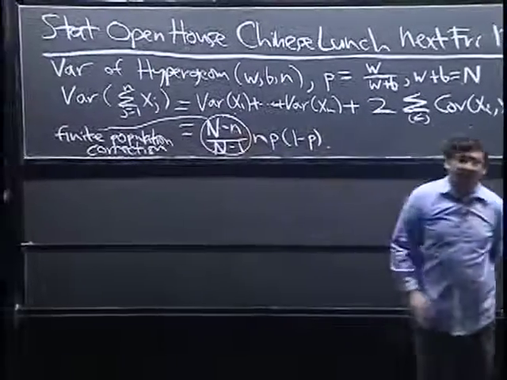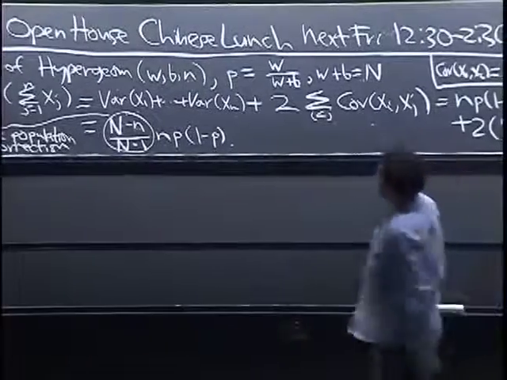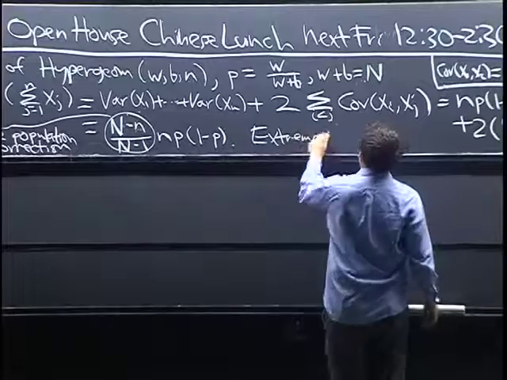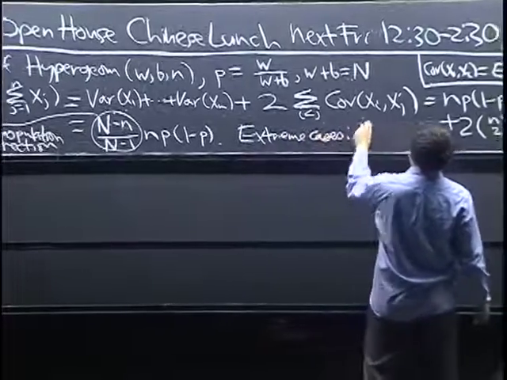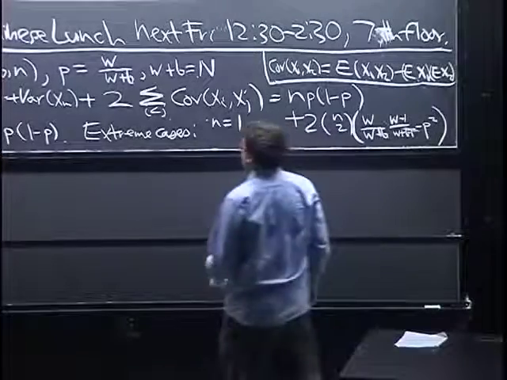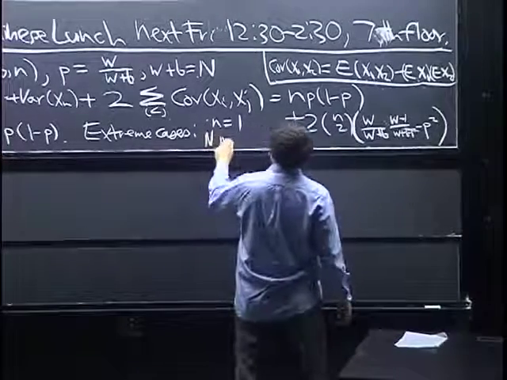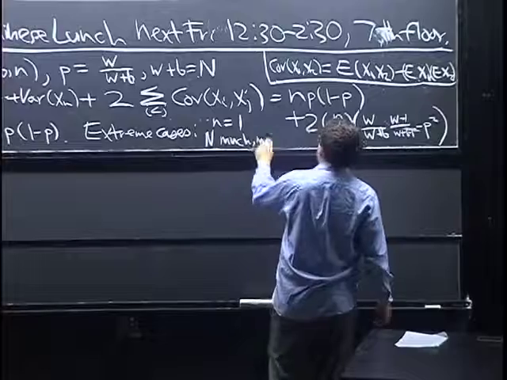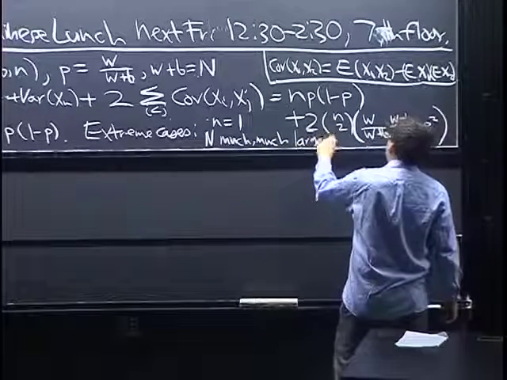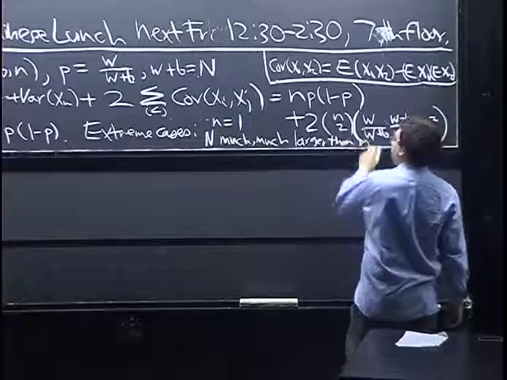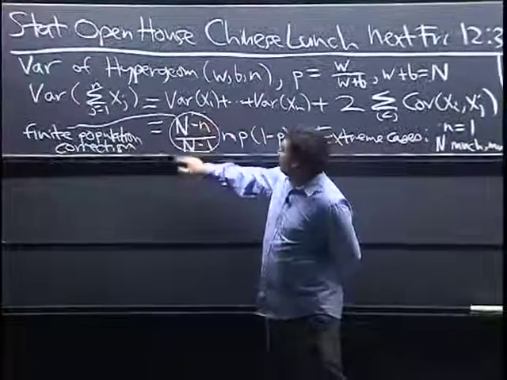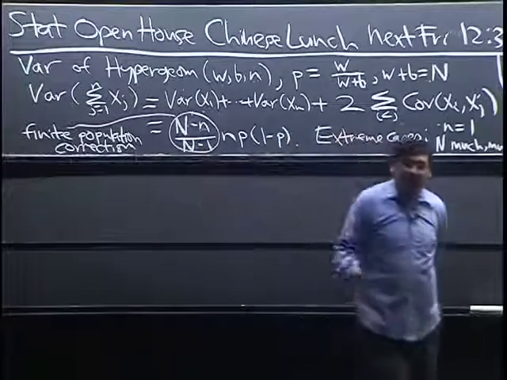Now let's consider another extreme case. I'll just write that down: extreme cases. One extreme case is n equals 1. The other extreme case is if big N is much, much larger than little n. Say little n is 20 and big N is 100,000.